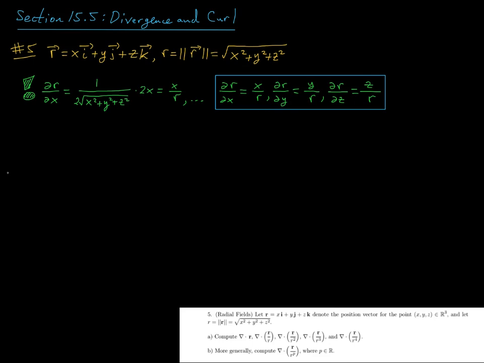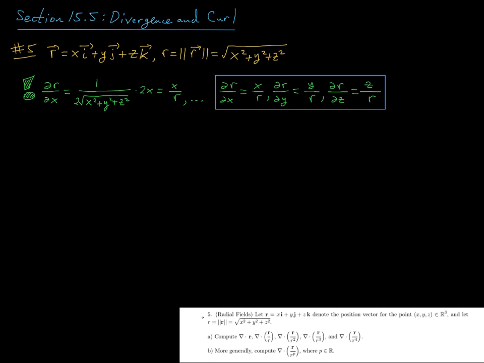All right, in this video, we're going to look at question 5, which deals with radial fields. So we're going to let the vector r denote the position vector for the point (x, y, z) in R^3. So it's equal to xi plus yj plus zk. And we'll let the scalar r be the magnitude of this position vector. So it's the square root of x squared plus y squared plus z squared. Or put another way, it's just measuring the radial distance from the origin to the point (x, y, z).